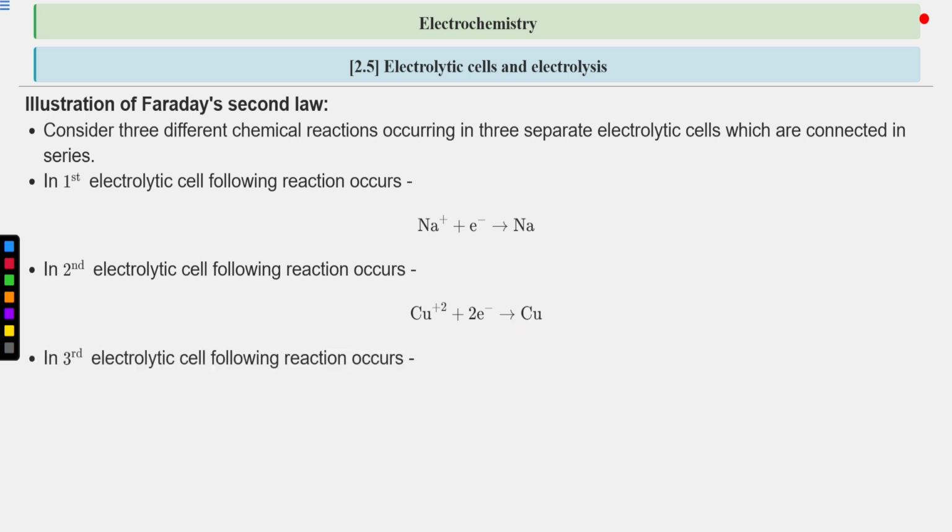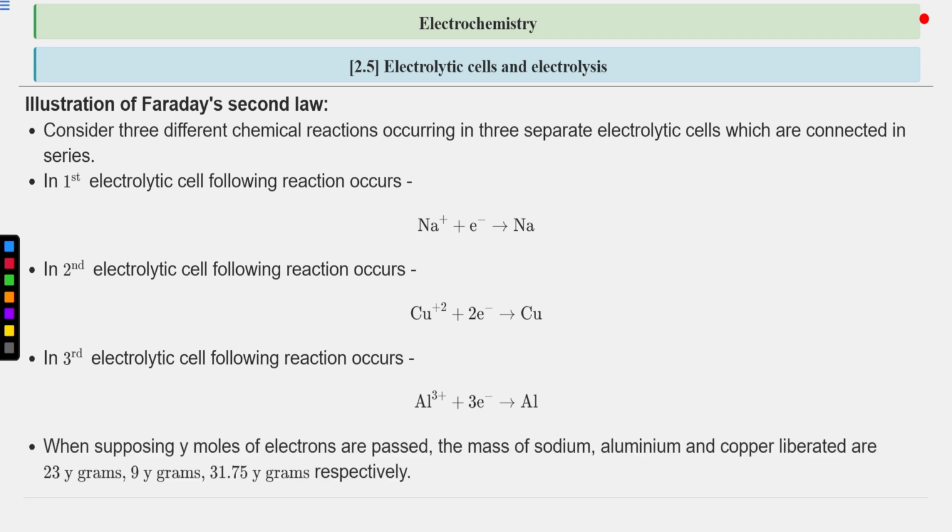Similarly, in our third electrolytic cell, the following reaction occurs. You can see we have the aluminium reduction reaction. That means aluminium 3 plus takes 3 electrons and becomes aluminium in the neutral form. Supposing Y moles of electrons are passed, the masses of the sodium, aluminium and copper liberated are 23 Y grams, 9 Y grams and 31.75 Y grams respectively.